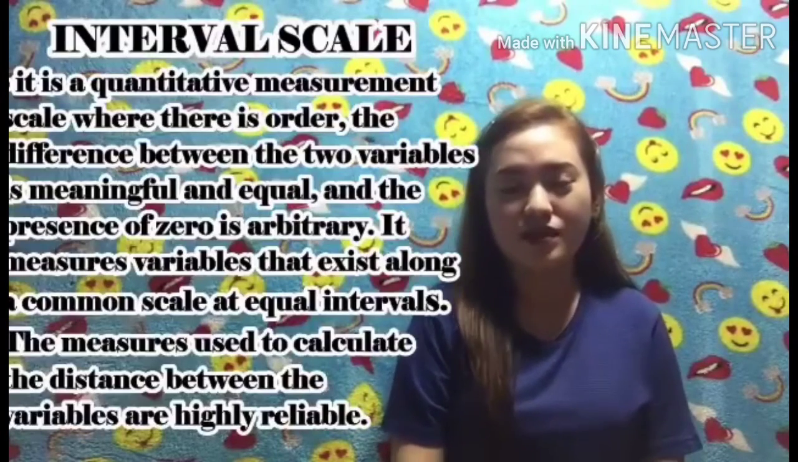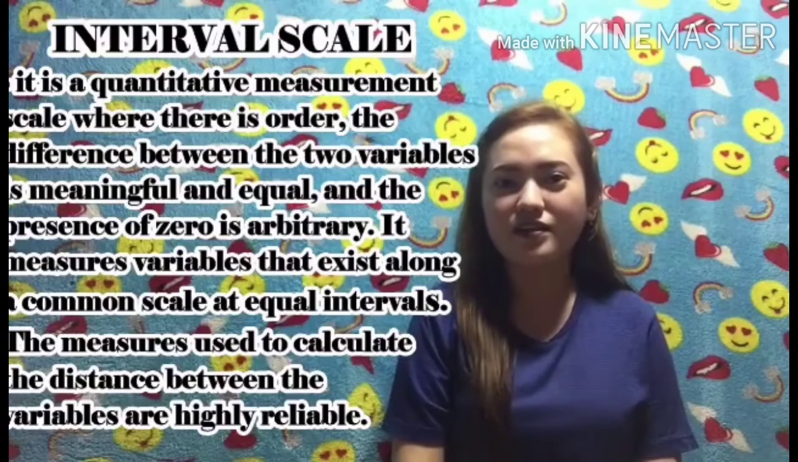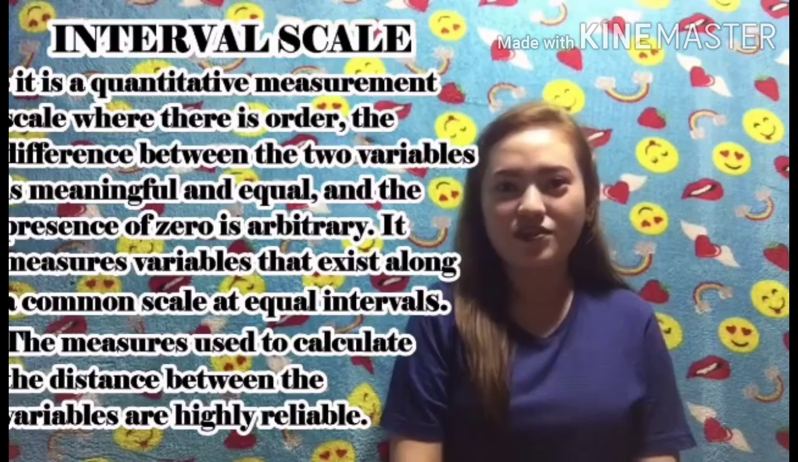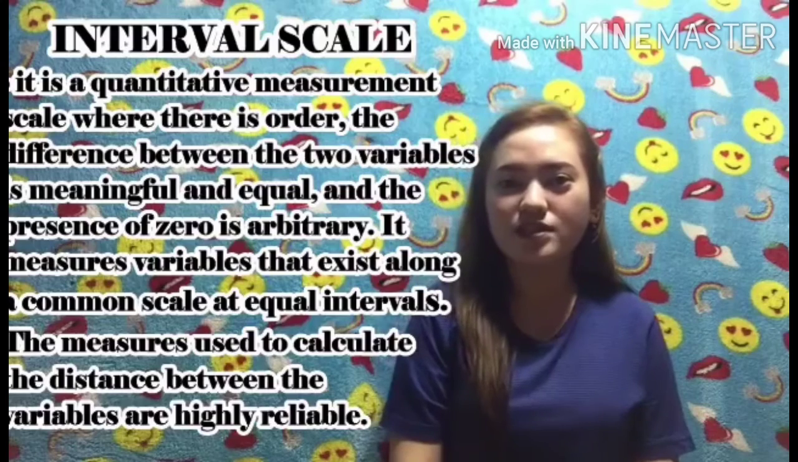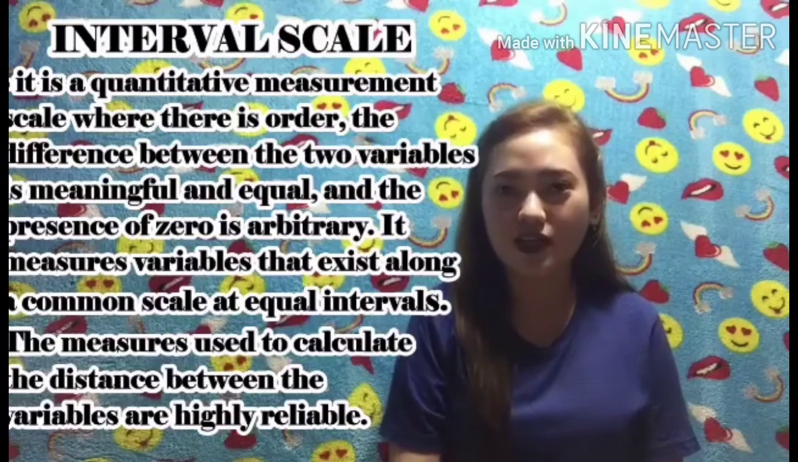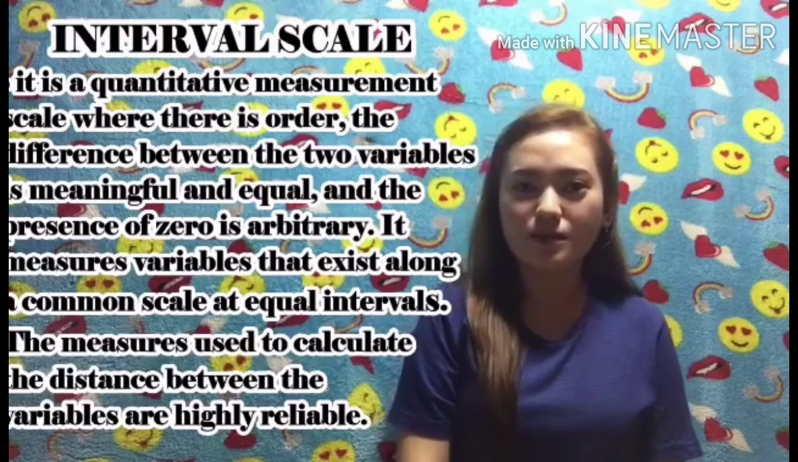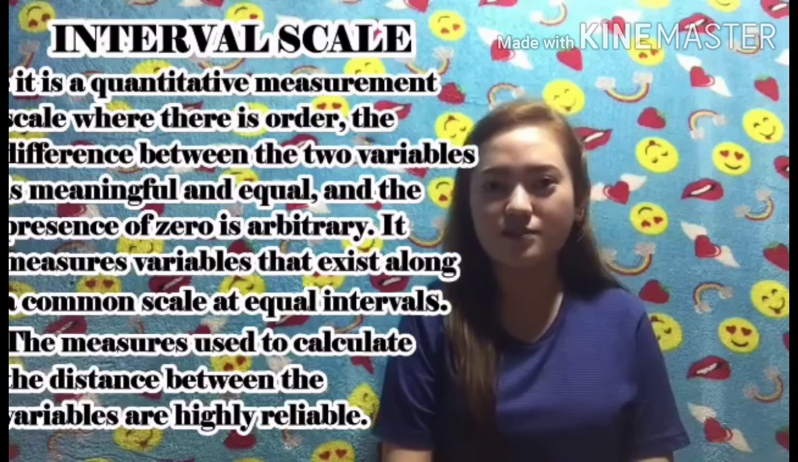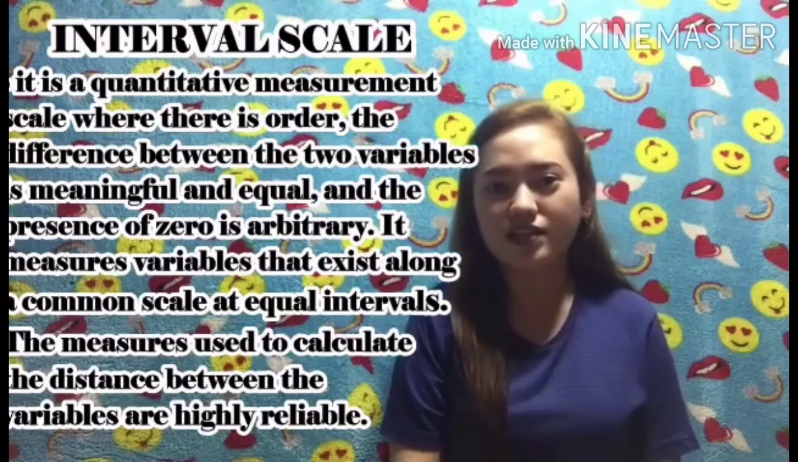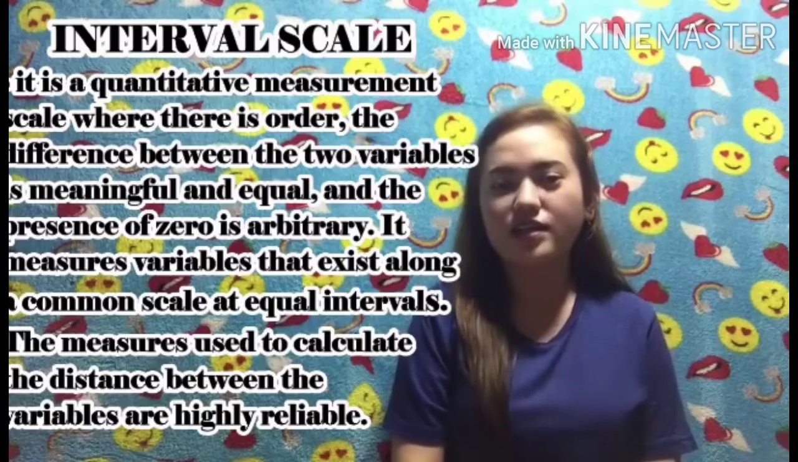So our last level of measurement is the interval scale. The interval scale is a quantitative measurement scale where there is order. The difference between the two variables is meaningful and equal, and the presence of 0 is arbitrary. It measures the variables that exist along a common scale at equal intervals. The measures used to calculate the distance between the variables are highly reliable.